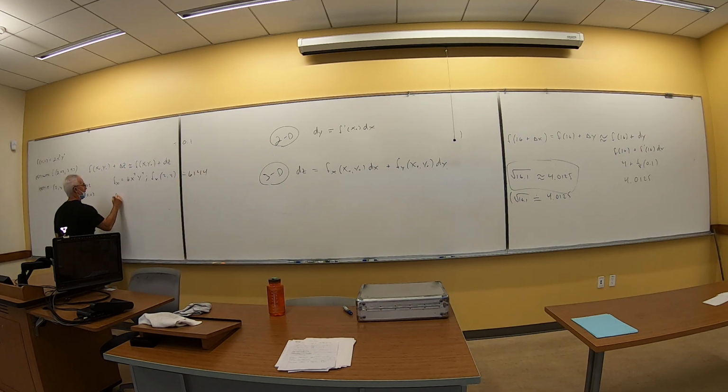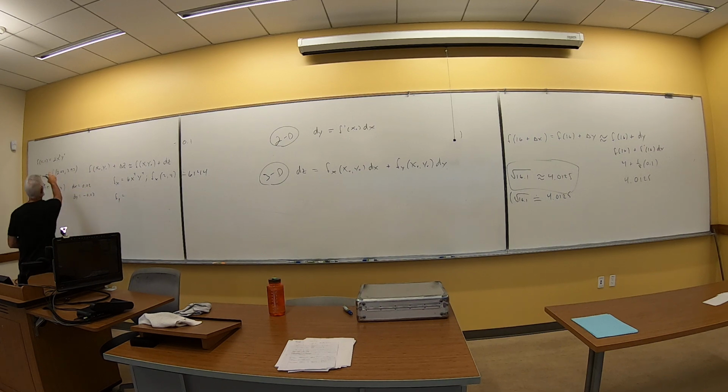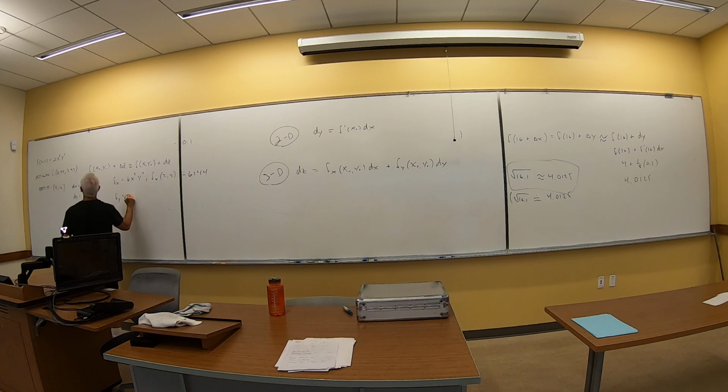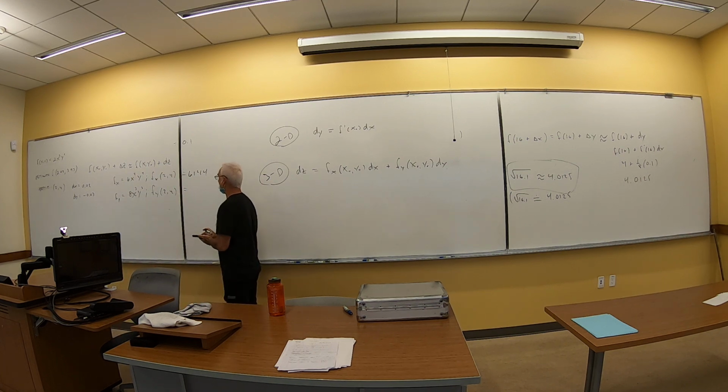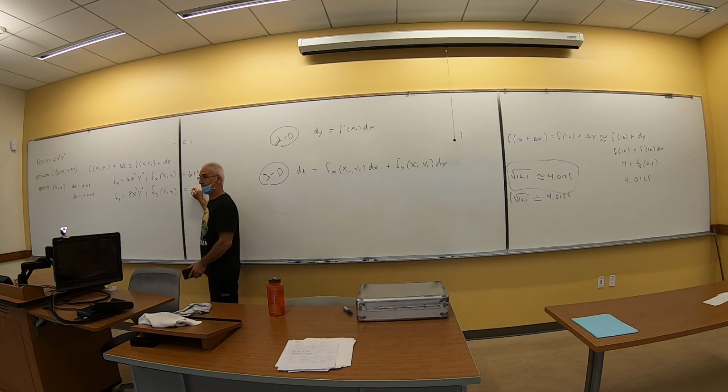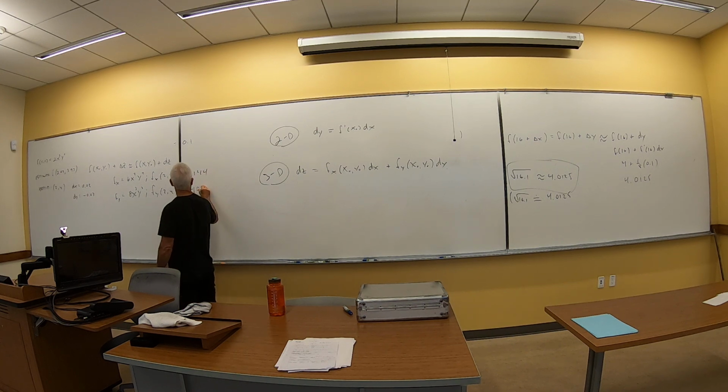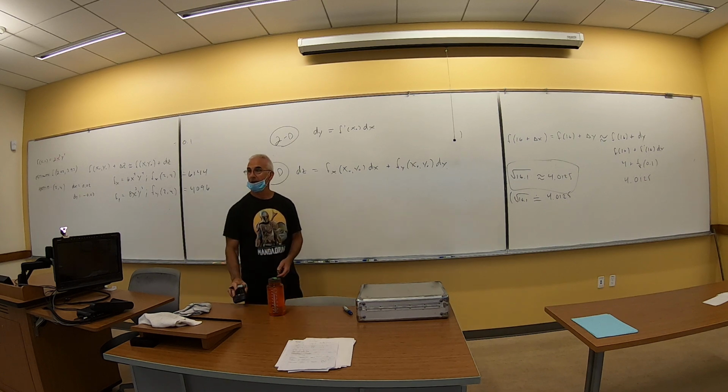Now let's do the partial with respect to y. 8x cubed y cubed. Therefore, the derivative evaluated at 2 comma 4 is 4,096. There's still one more calculation we need to make.